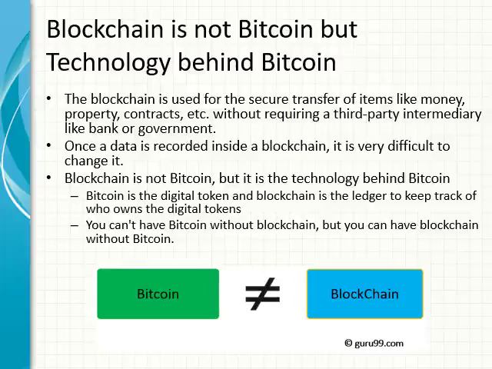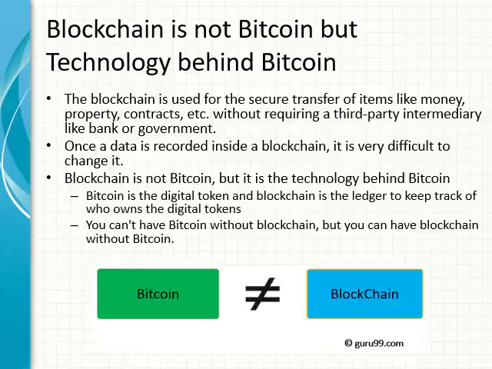Once the data is recorded inside a blockchain, it is very difficult to change it. Once the block is inserted into the blockchain, it is difficult to change that block or to remove the block from the blockchain. So blockchain is not Bitcoin, but it is the technology behind Bitcoin. Bitcoin is the digital token, and blockchain is the ledger which maintains the information about the tokens, the owners of the tokens. All this information is maintained by the shared ledger in the blockchain.